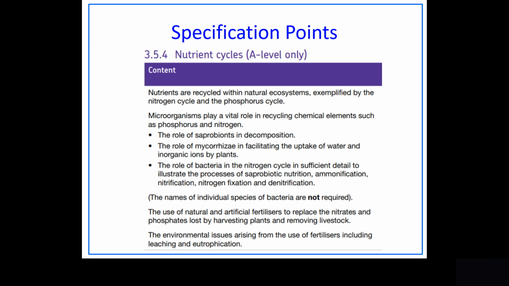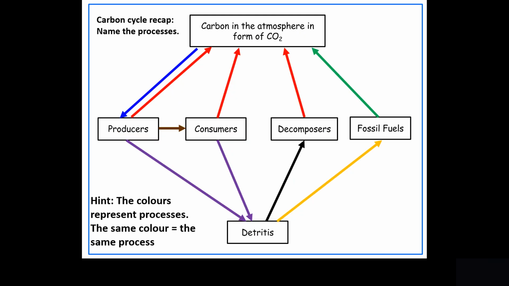Okay. You also need to know about the use of natural and artificial fertilizers, and also the environmental issues of using things like that as part of these cycles. Now, at GCSE, you've looked at nutrient cycles already, and specifically the carbon cycle. So if you look in the study guide, here we've got the carbon cycle. This is literally just for revision, just to remind you how a cycle is presented, how it's drawn, different arrows and what they mean, things like that.